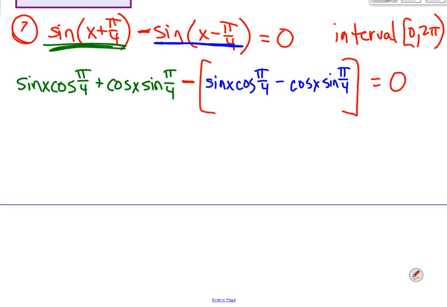Are you guessing some terms are going to drop out? Are you guessing that that's going to happen? Because it probably, it is.